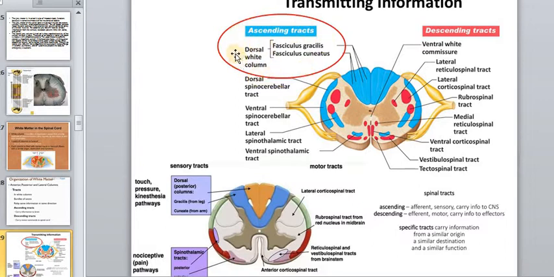Dorsal white, for example, you see here we see gracilis and cuneatus fasciculus, but in general we can name the difference. The names of scientists who discovered these columns, these tracts, and sometimes we can see this photo in this position, but sometimes we can change the position of the picture, and I will say that the position is changing place.